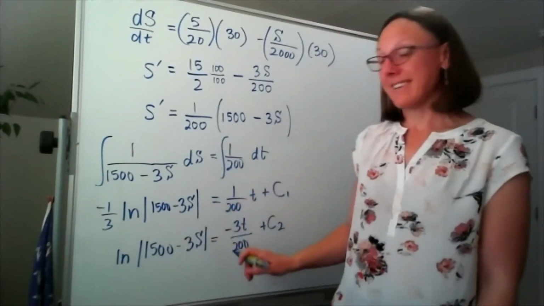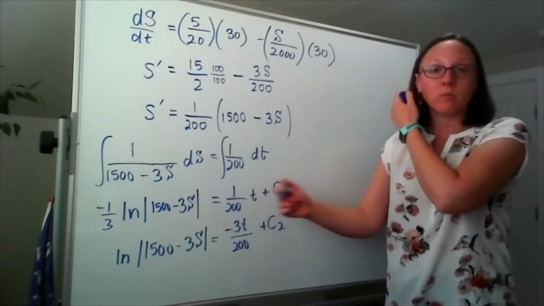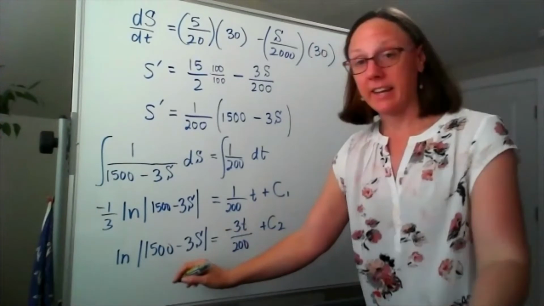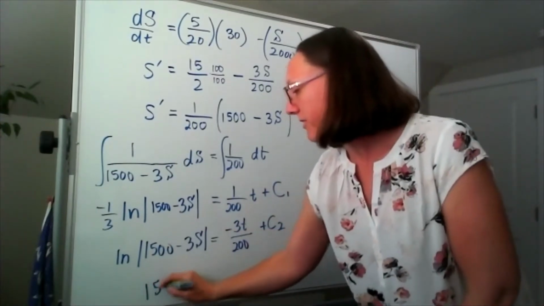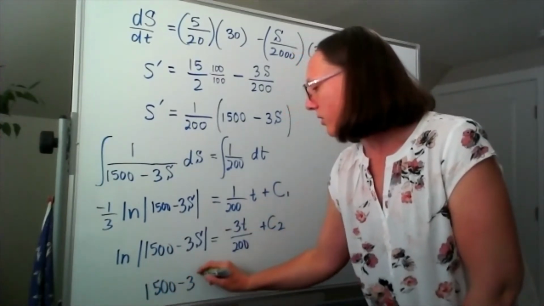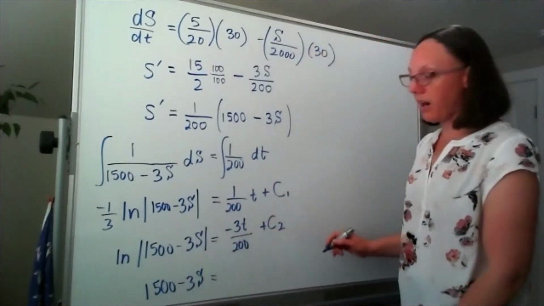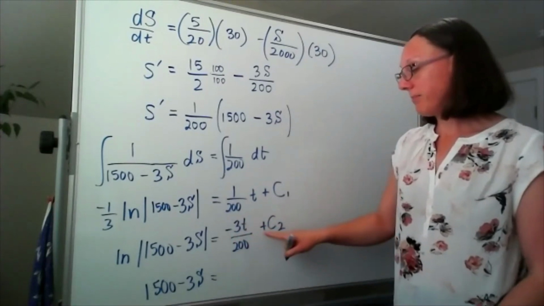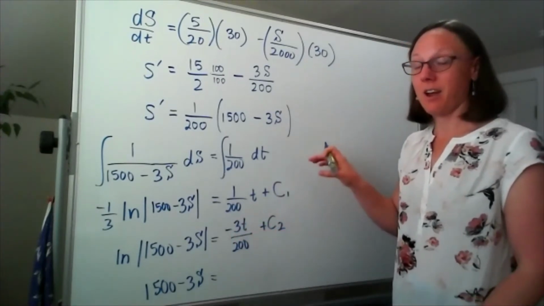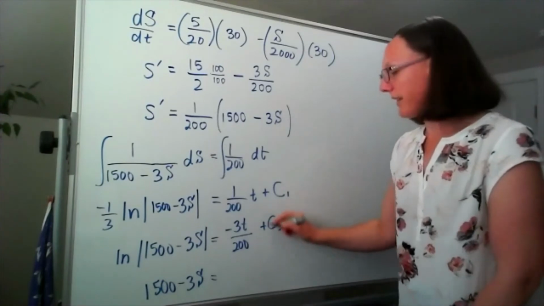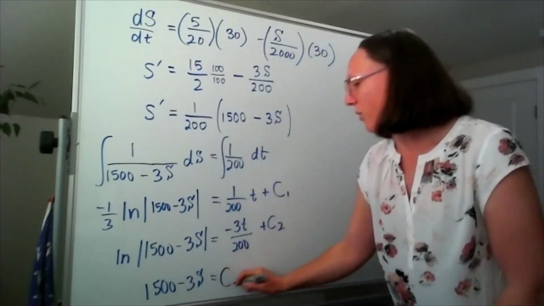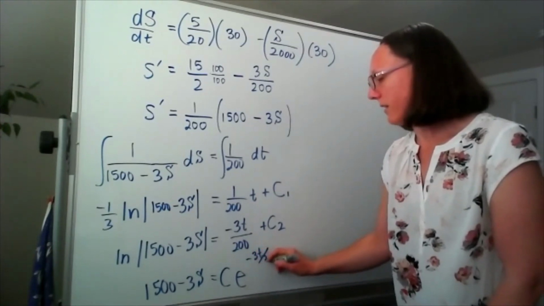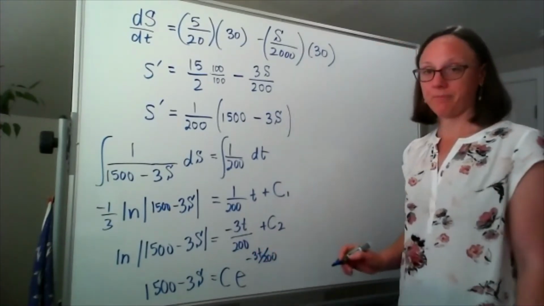Trying to get the s by itself, I'm going to take both sides and make them e raised to the stuff. So on this side, that's going to get rid of my natural log, so that I have 1,500 minus 3s. And over here, I'm going to do that trick where if I have something plus a constant up in my exponent, I'm going to bring that c down in front, so that I end up with c e to the -3t over 200.